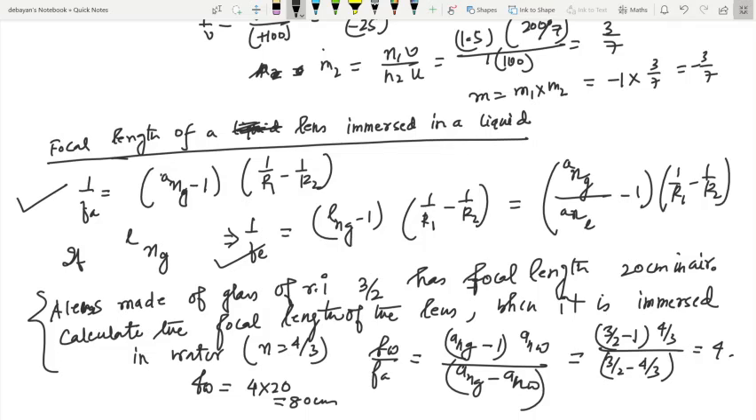So if you get a question like that, you should be able to solve it. For example: when a converging and a diverging lens of equal focal length are placed coaxially in contact, what should be the focal length and the power of the combination? The question may come like that.